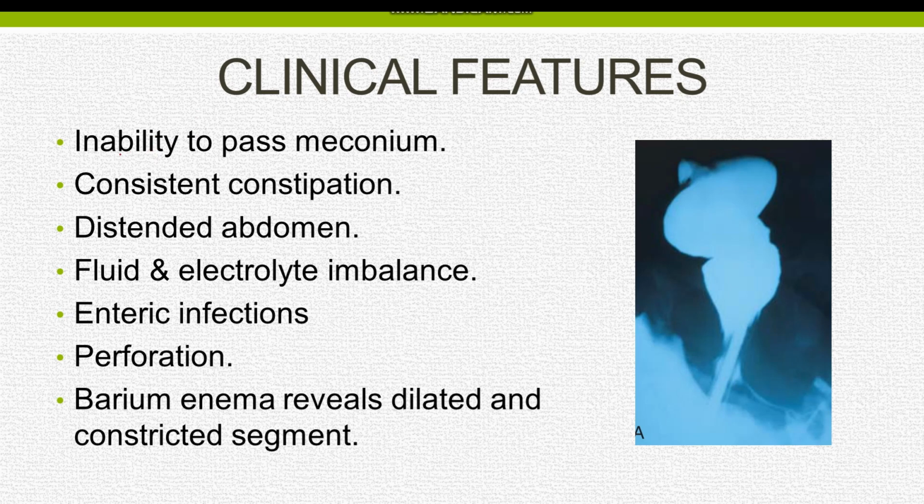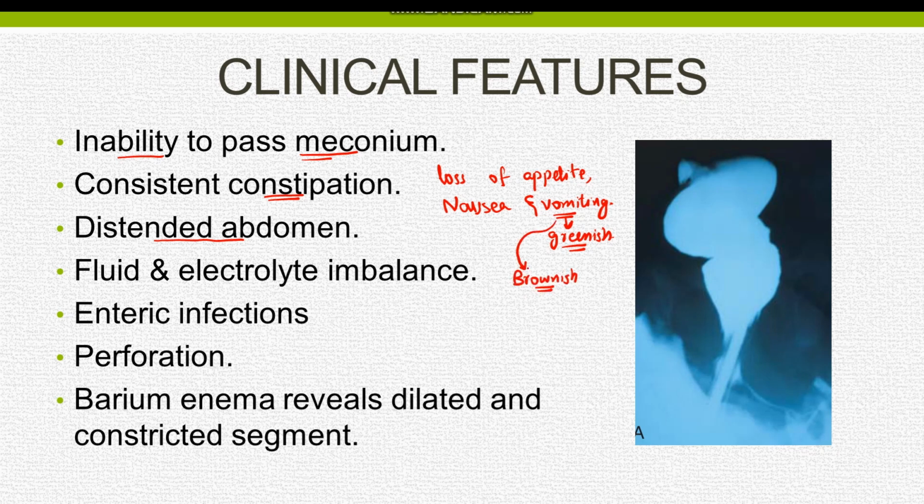The neonatal presentation is with inability to pass meconium, and there is a consistent history of constipation. Moreover, the abdomen is distended due to accumulation of gastrointestinal contents, and there is also a history of loss of appetite, nausea, and vomiting. Vomiting could be greenish in color due to presence of bile, or it can also be brownish in color due to presence of fecal content.